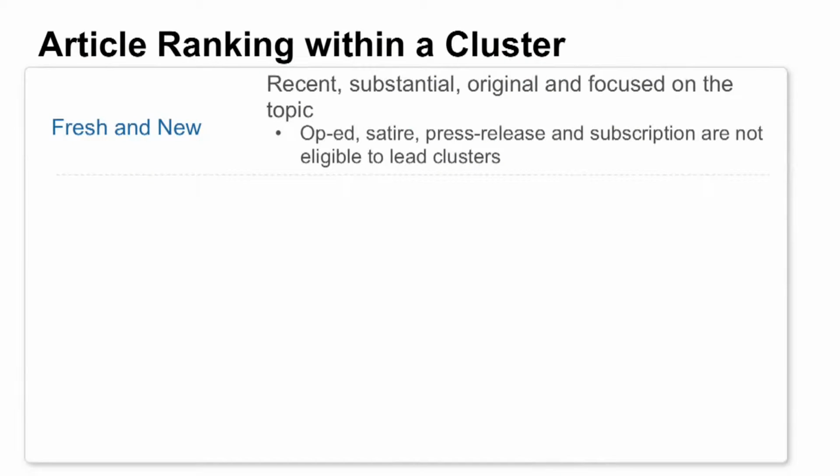Article ranking helps us take a cluster of stories, say the death of Michael Jackson, and helps us determine out of those 200 stories, which one should be ranked first for our users, which should be ranked second, and so on. There are many signals that go into article ranking, but I'm just going to cover 4 of the major ones for you here. First is fresh and new.